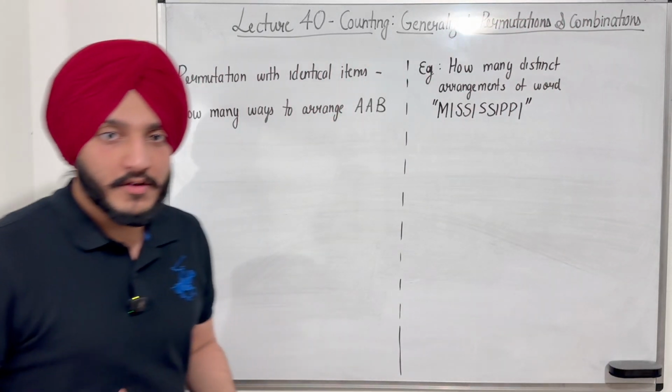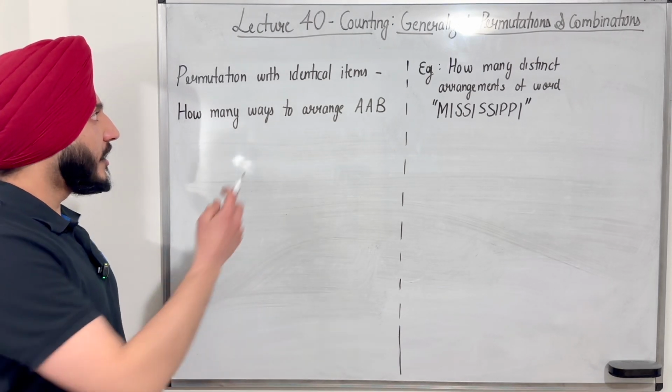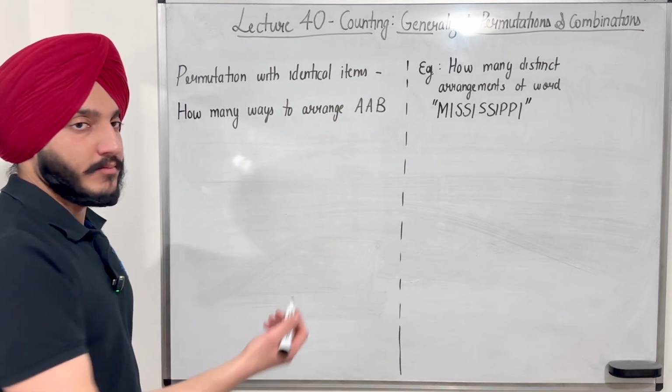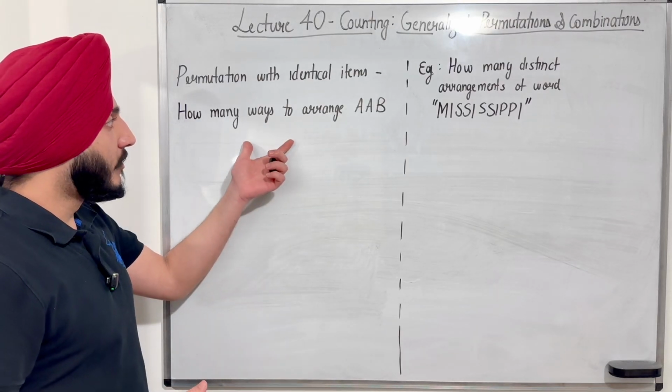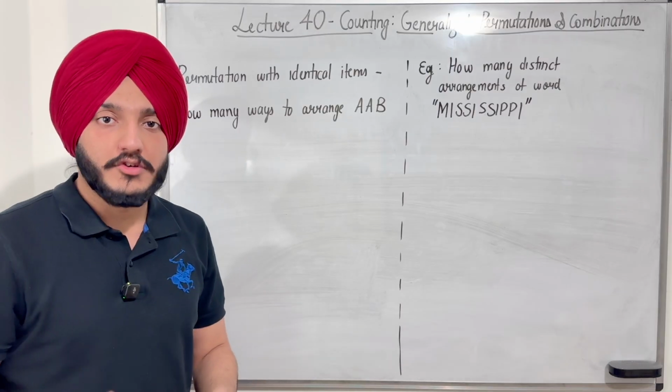Okay, everyone. Now let's take a look at a very interesting concept, right? The idea is we're going to understand permutations with identical items. So I have one question over here and one example. I'll explain both of them and then we will move on to the general formula.